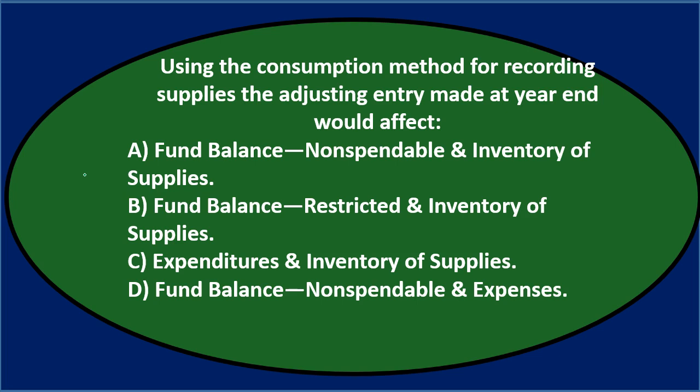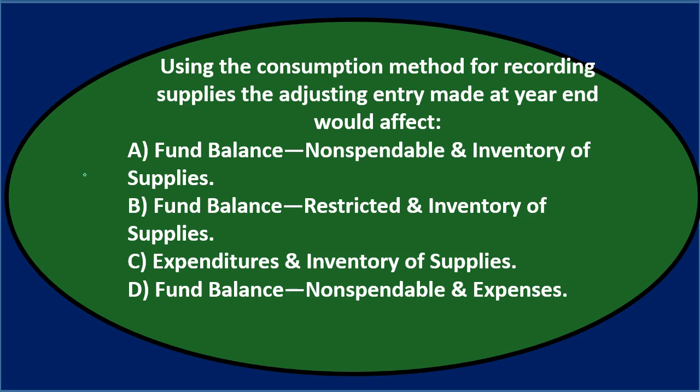would affect either A, fund balance, non-spendable, and inventory of supplies; B, fund balance restricted and inventory of supplies; C, expenditures and inventory of supplies; or D, fund balance, non-spendable, and expenses. Let's go through this again using the process of elimination. Using the consumption method for recording supplies, the adjusting entry made at year end would affect.